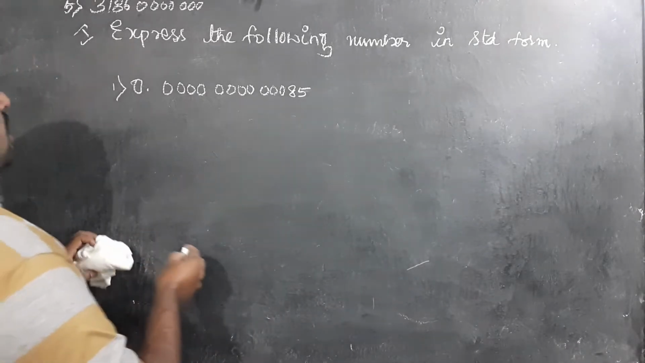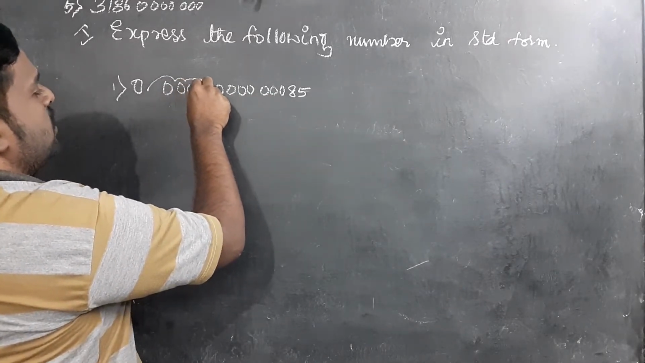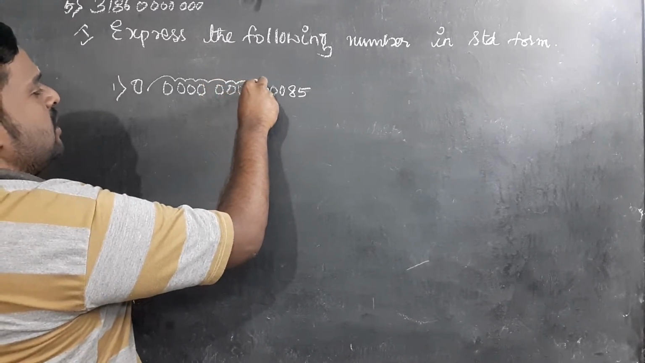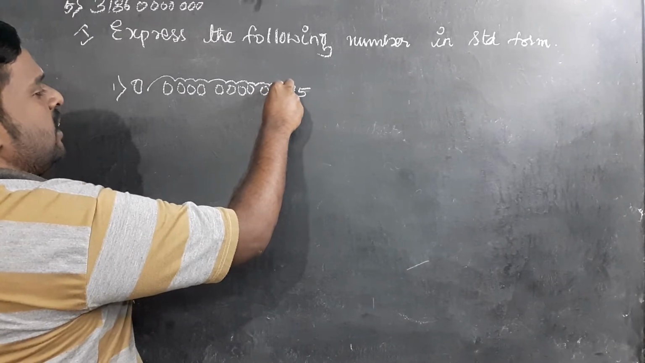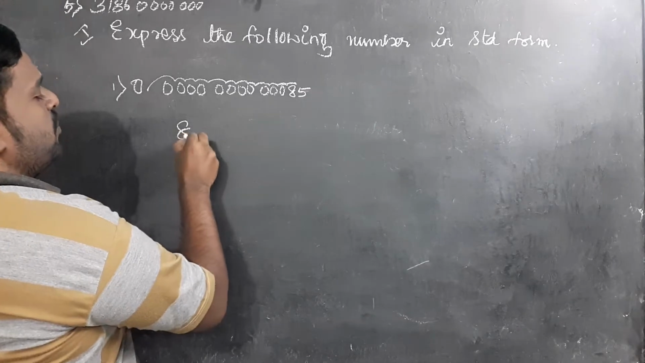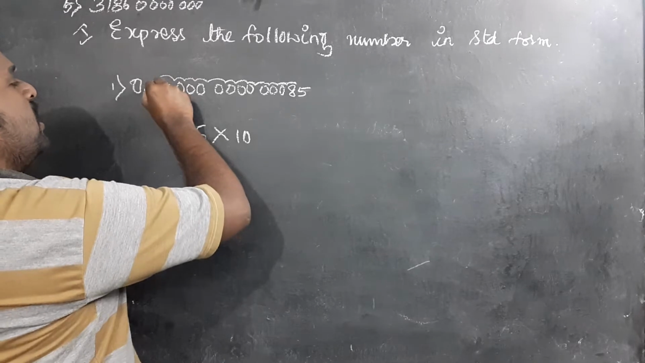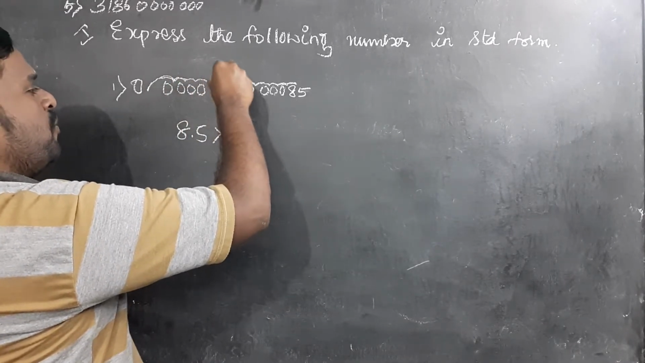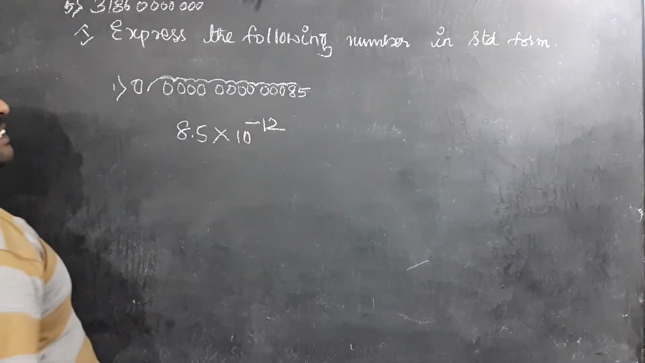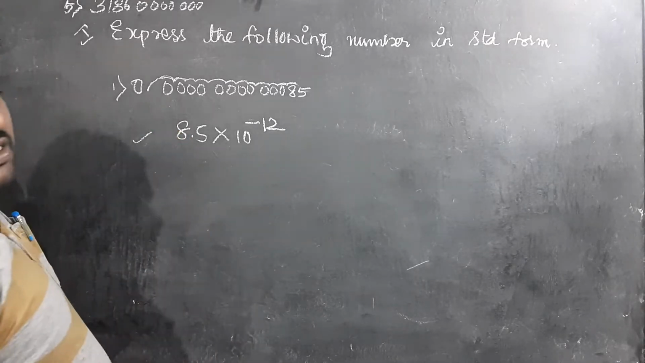Look at it, shifting the decimal here. We are shifting towards the right. See, look here: 1, 2, 3, 4, 5, 6, 7, 8, 9, 10, 11, 12. So we have shifted here, 8.5 into 10 to the power. As we know, counting 1, 2, 3, 4, 5 and so on, we have got 12. Since it is towards the right, I can write it as 10 to the power minus 12. This should be the answer.